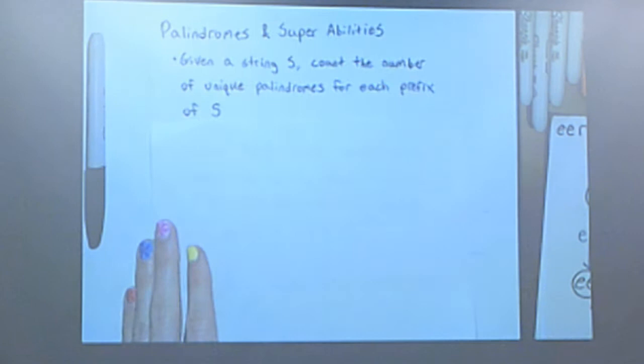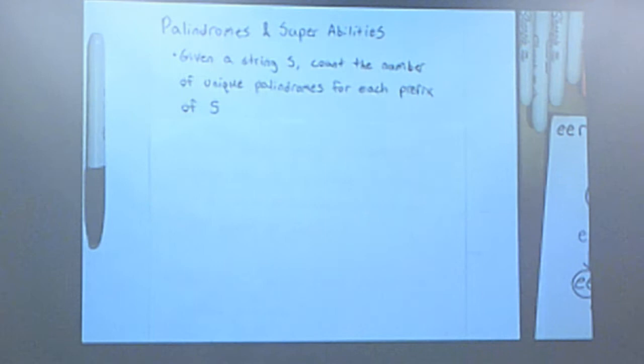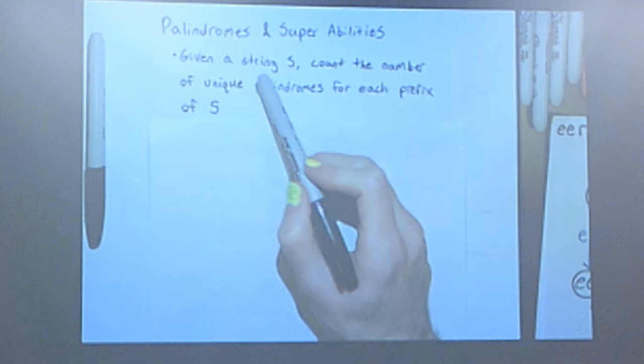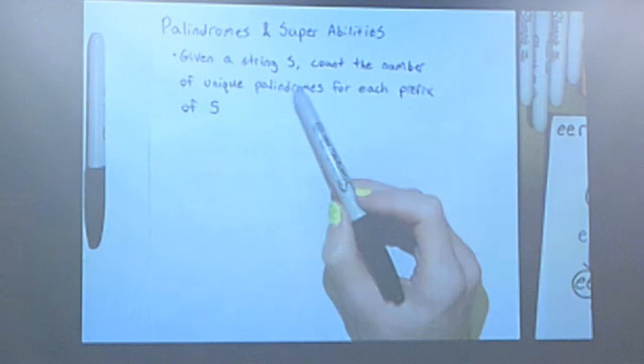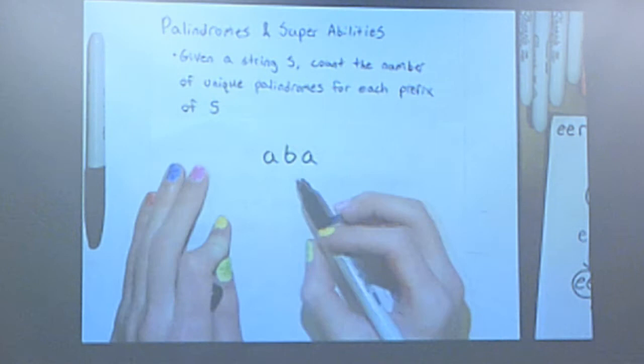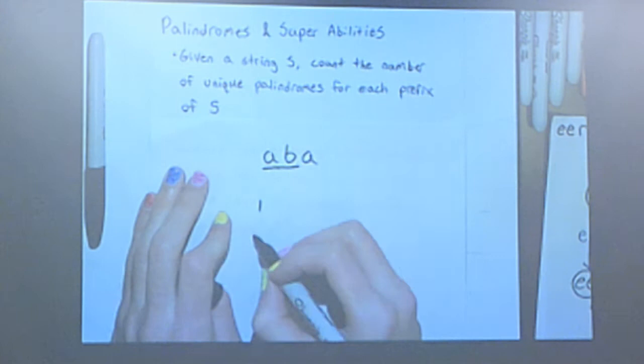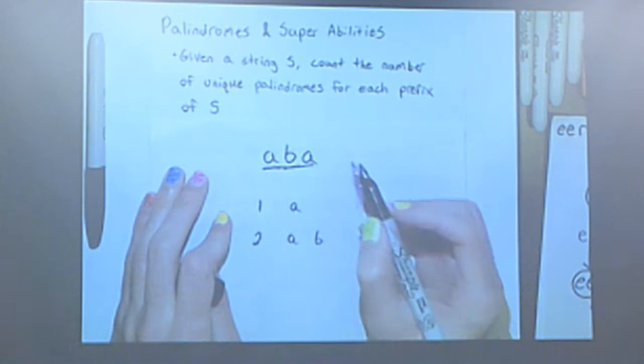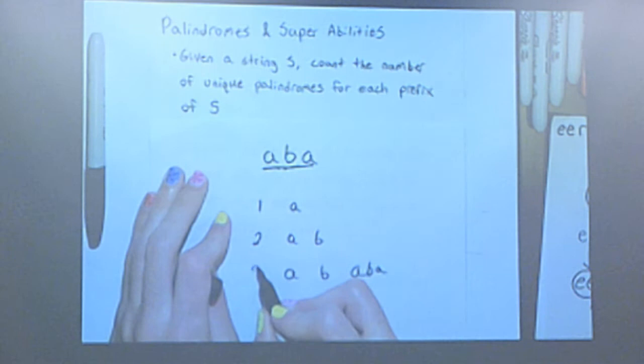So now we're going to go over palindromes and super abilities. This problem is not on Gopher, this is on some random site, but you can still submit to it. So this problem is you're given some string s, bounded by 10 to the 5th, and you want to count the number of unique palindromes for each prefix of s. So for example, if we just had ABA, the prefix A has one palindrome and that's just A. The prefix AB has A and B, and the prefix ABA has A, B, ABA. So you would print 1, 2, 3.